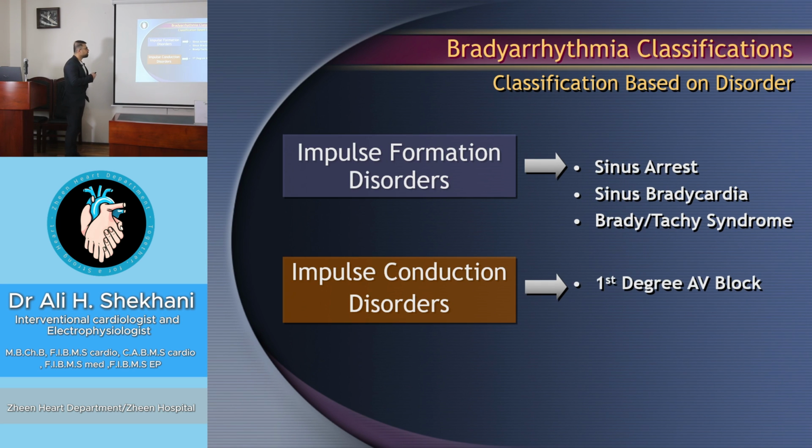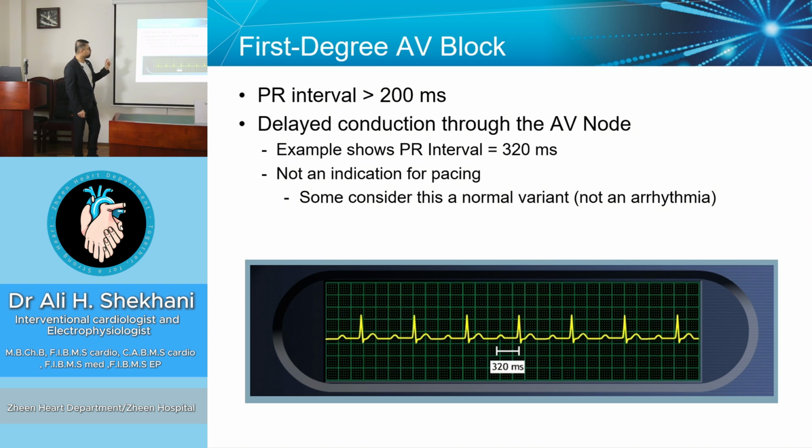The second problem is the impulse conduction disorder. The first is first-degree heart block. In first-degree heart block, we have only prolongation of the PR interval. And it is also a benign condition, and frequently you may see it in a normal person.